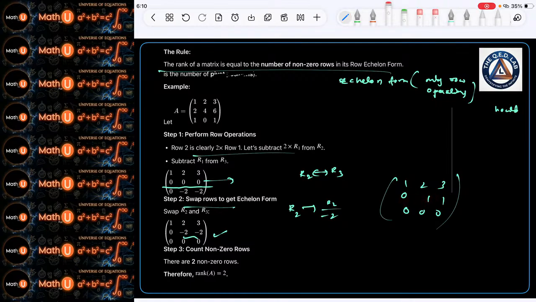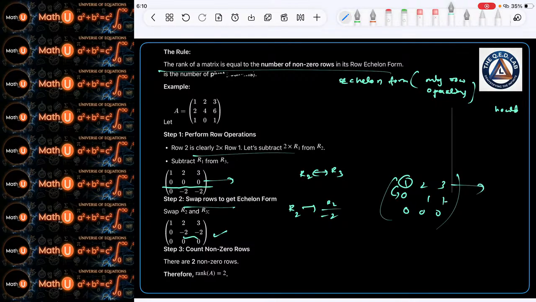See, by using this one, if I use row 1 to make this position 0, then again these elements should come here. There is no change, there is no meaning in that. The same thing we get again.